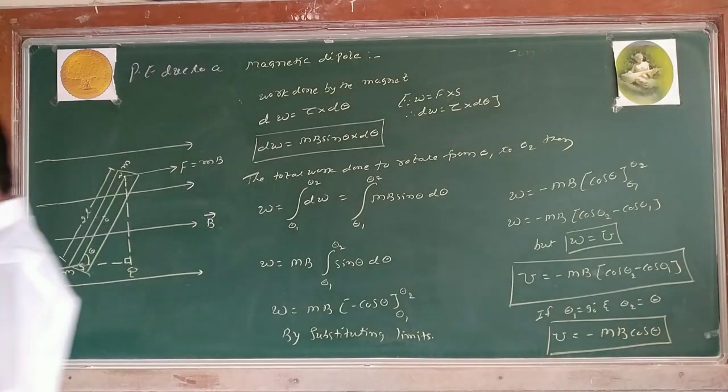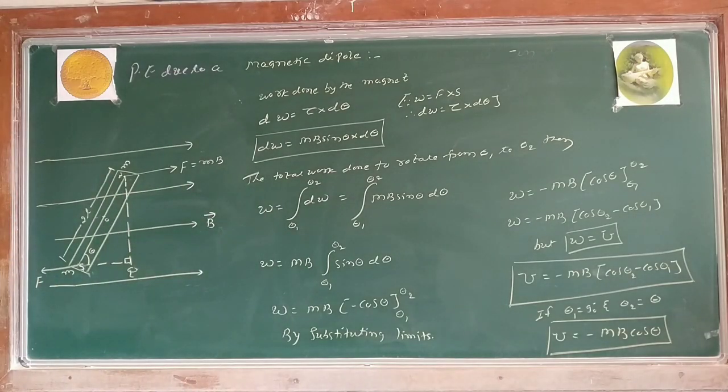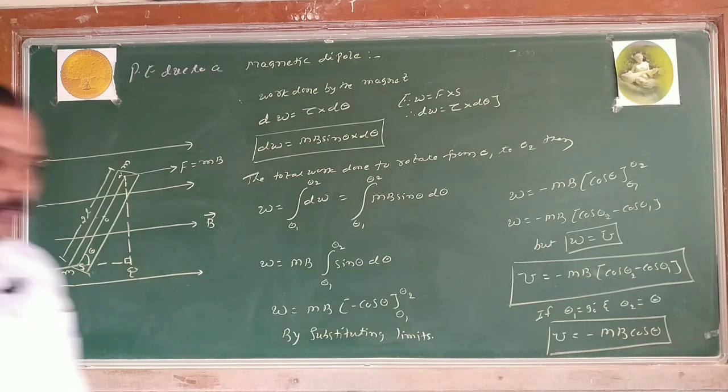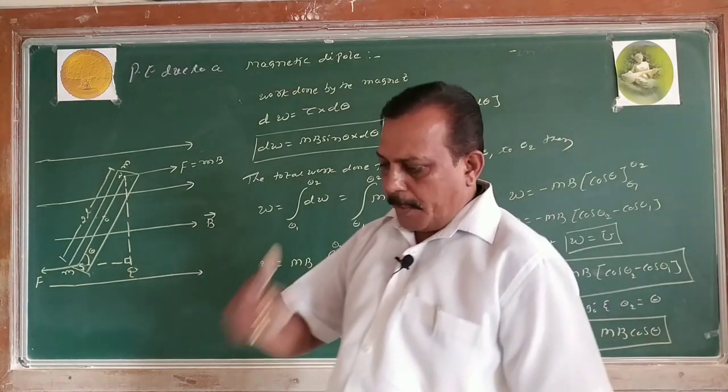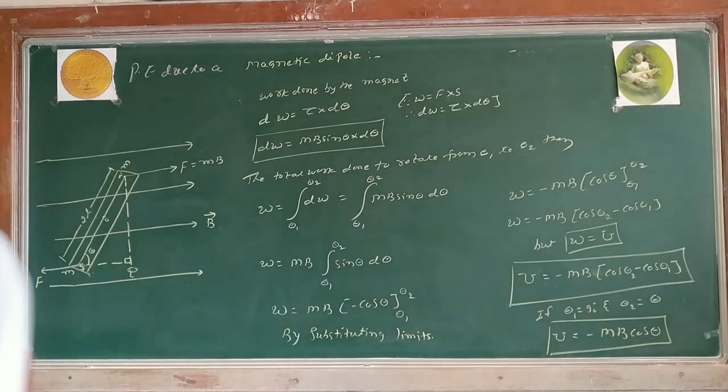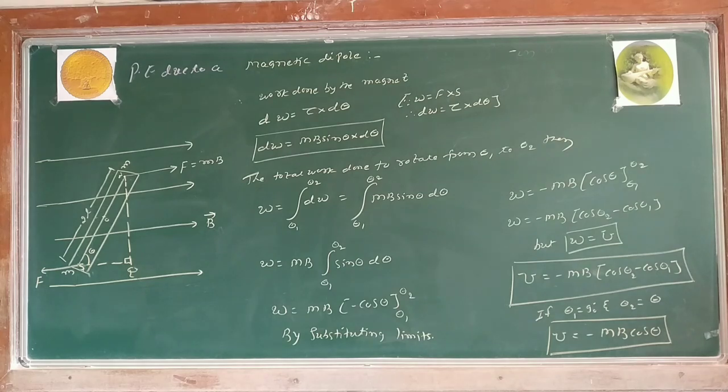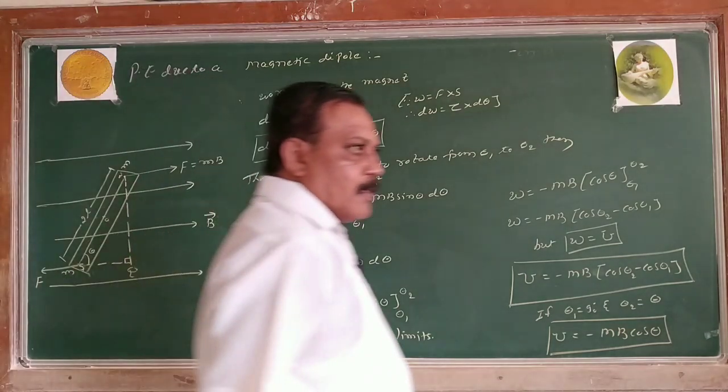Is it clear? Yes. Now these are the main derivations of the topic. Next we come across Gauss theorem in magnetism, then Earth's magnetic field. I hope you have understood almost all the derivations, simple derivations.